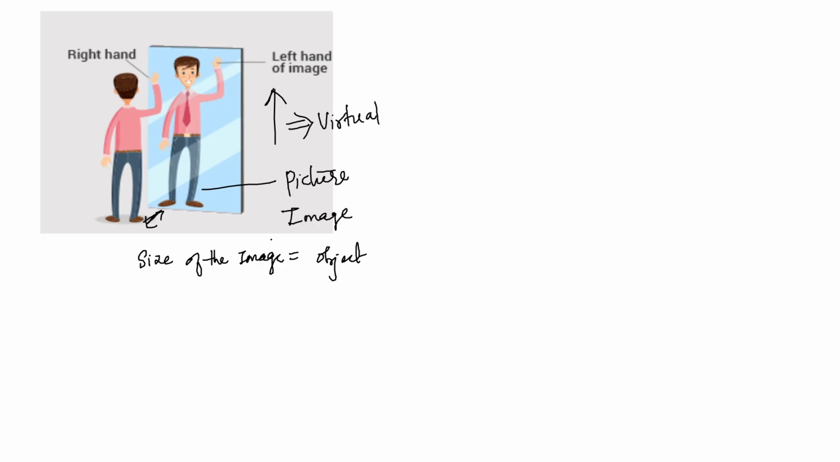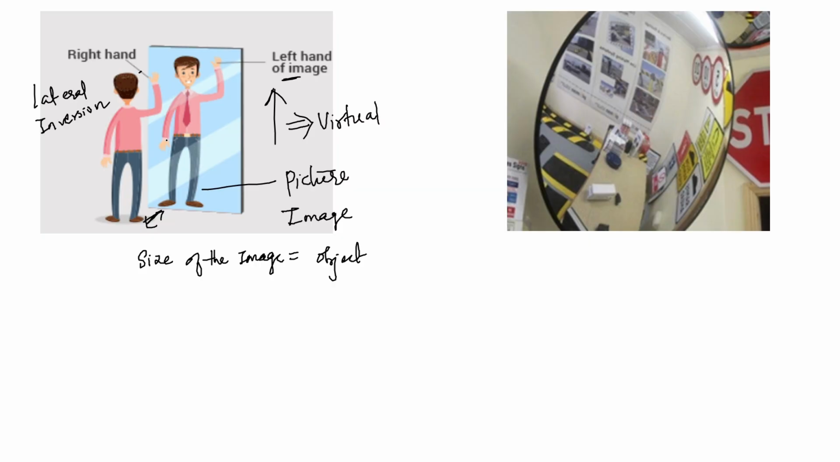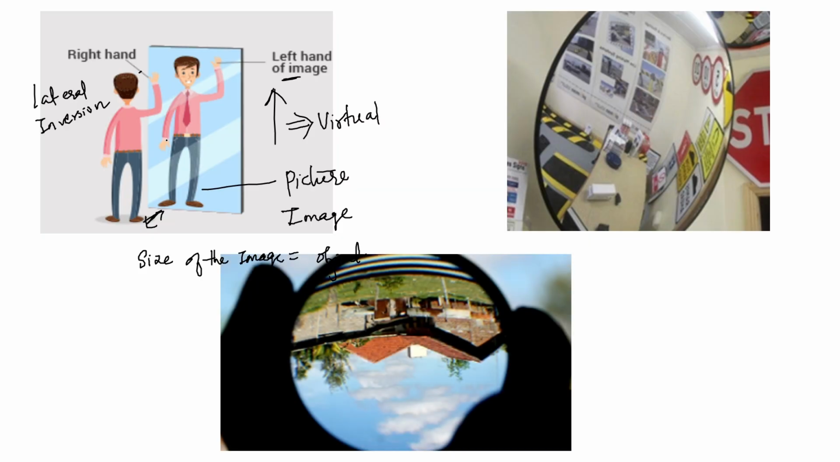Another property is lateral inversion. What do you mean by lateral inversion? Your right hand will look like a left hand and your left hand will look like a right hand in the mirror. Left will be right, right will be left. And these are other types of mirror that we will learn in this chapter. These two mirrors are called spherical mirrors. Do you find any change in the image formed by these two mirrors?